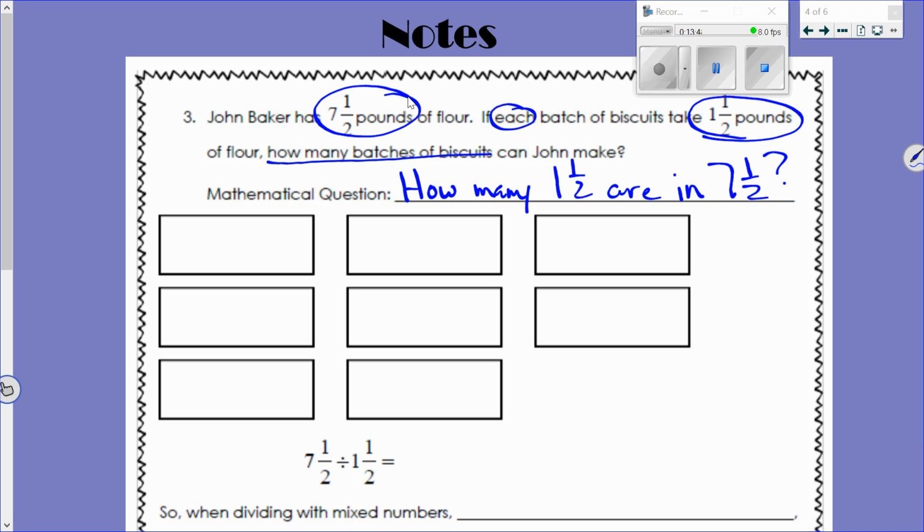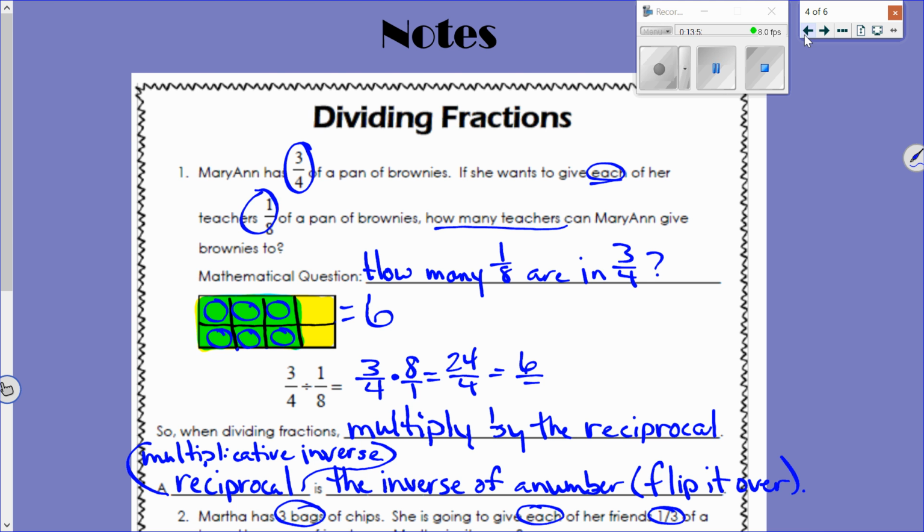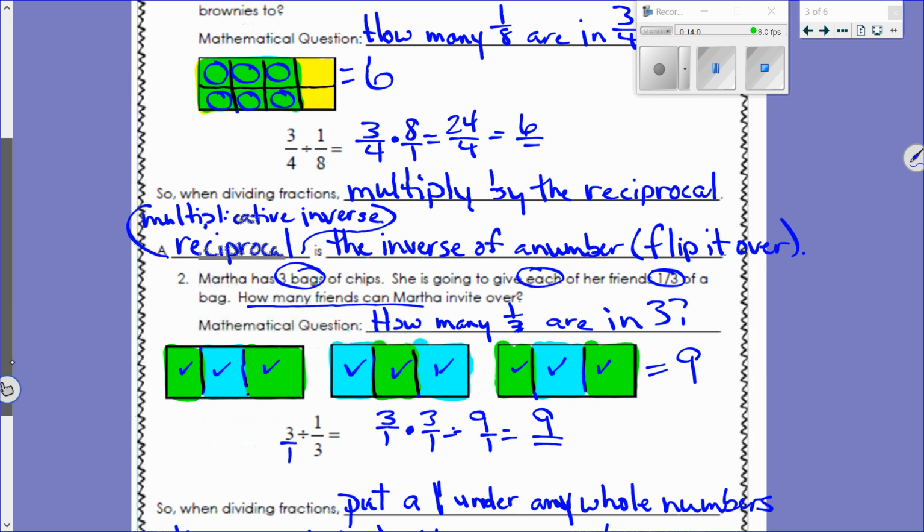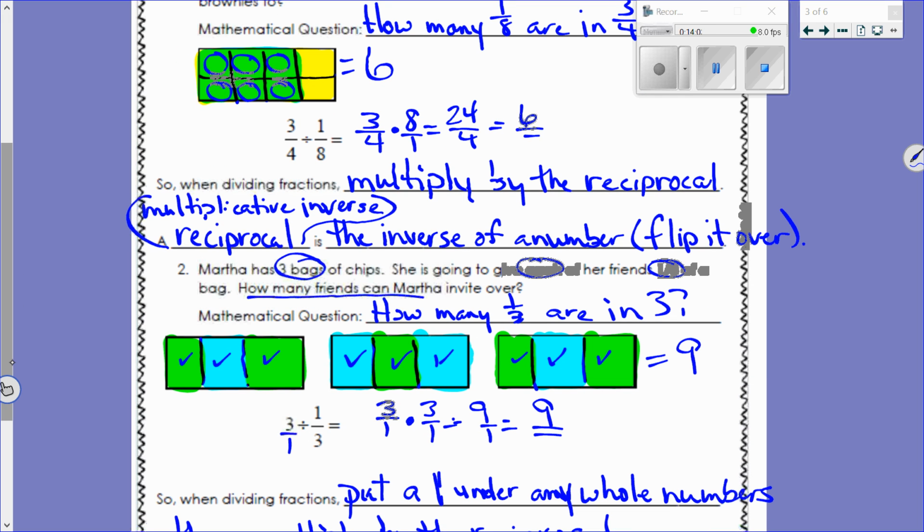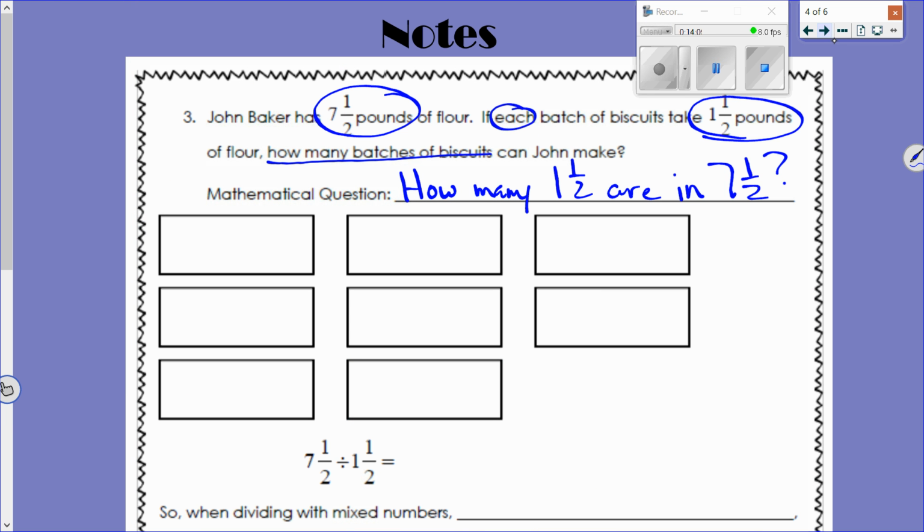Right? Oh, wait. No, it'll be... Yeah, we did. It'll be more than 7 1/2. Look at our first one. We said 3/4 by 1/8. We ended up with a whole number of 6. Our second one, we said 3 divided by thirds, I ended up with 9. So now that I'm doing 7 1/2, how many 1 1/2 in 7 1/2? It can be less than 1 1/2, more than 7 1/2, or somewhere in between.